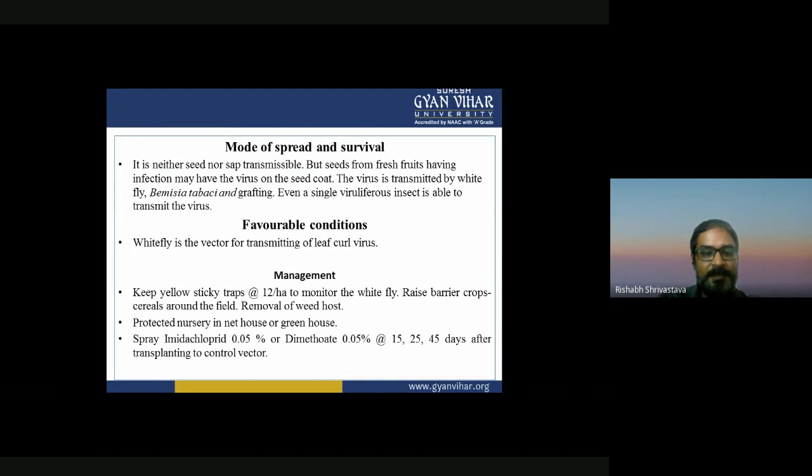Management. Keep yellow sticky traps at the rate of 12 per hectare to monitor the whitefly. Raise barrier crops, cereals, around the field. Removal of weed hosts. Protected nursery in net house or greenhouse. Spray imidacloprid 0.05% or dimethoate 0.05% at 15, 25, 45 days after transplanting to control the vector.